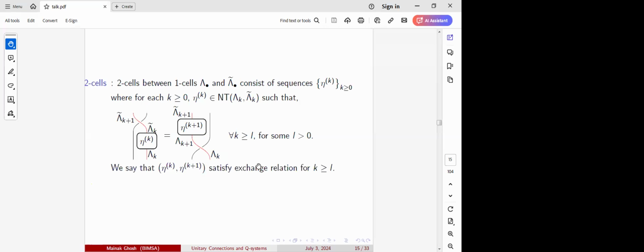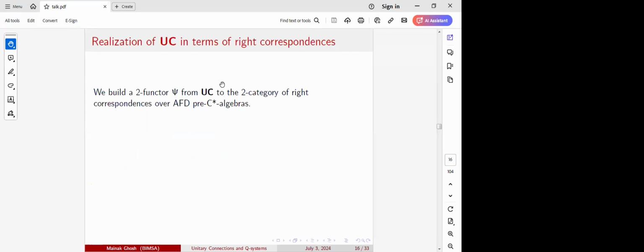Okay, now we provide a realization of this 2-category UC in terms of right correspondences. So basically, we build a 2-functor psi from UC to the 2-category of right correspondences over AFD pre-C-star algebras. Now, by a pre-C-star algebra, I mean that it is a star algebra which satisfies all the axioms of a C-star algebra, except that it might not be complete with respect to the norm. Now, to define this 2-functor psi, we have to define psi on the zero cells, one cells, and two cells. So we start with zero cells.